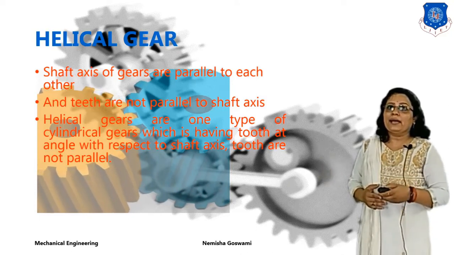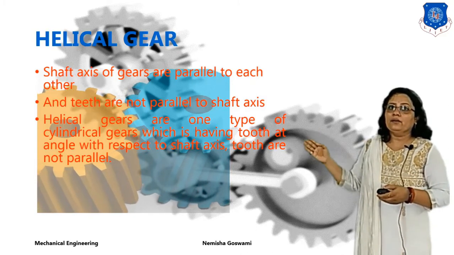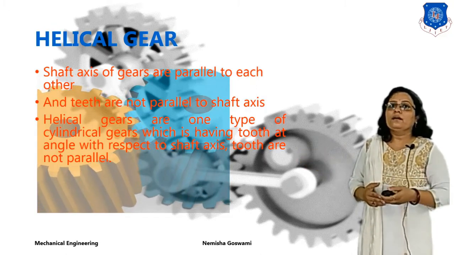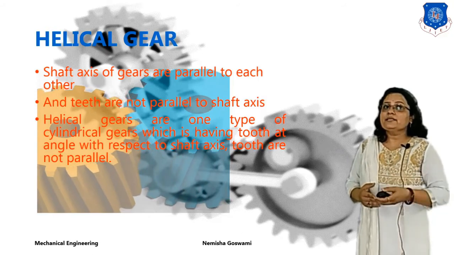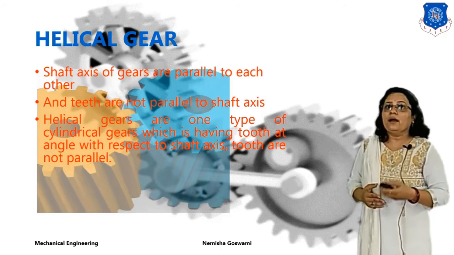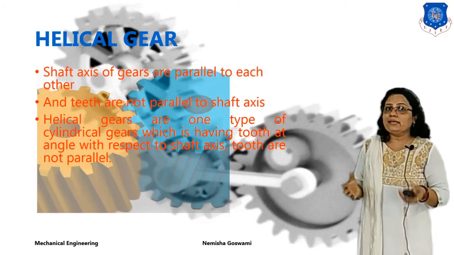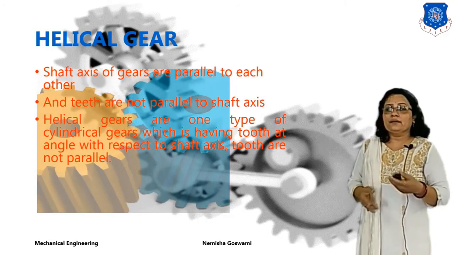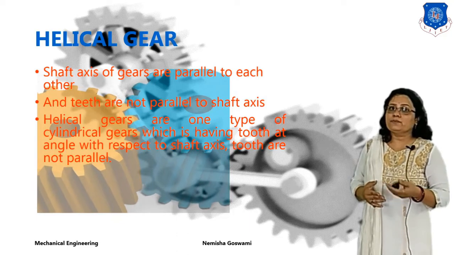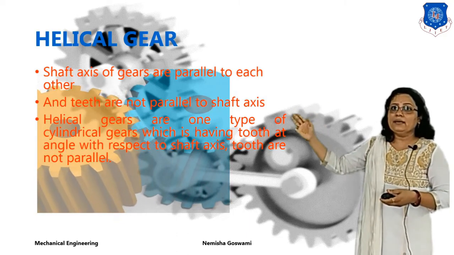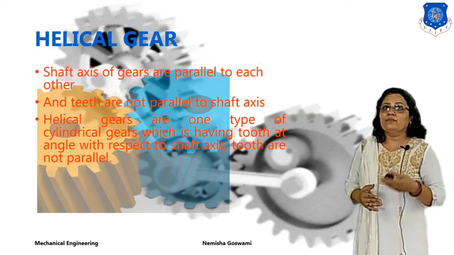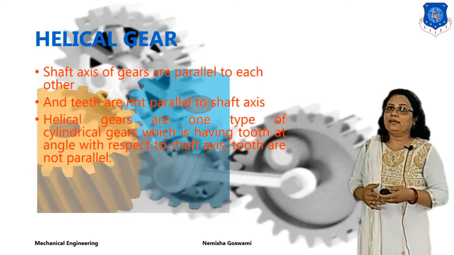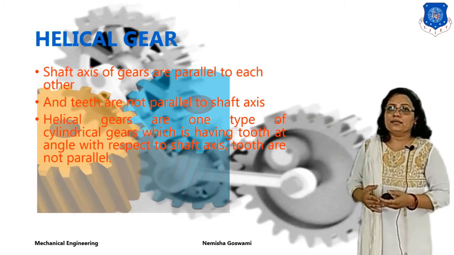Due to that, they are quiet in operation as compared to the spur gear. That's why spur gears are used in household applications where noise can be tolerated, such as washing machines and electrical screwdrivers. But helical gears are used in prime movers and gas turbines. So these are the applications of helical gear and spur gear.